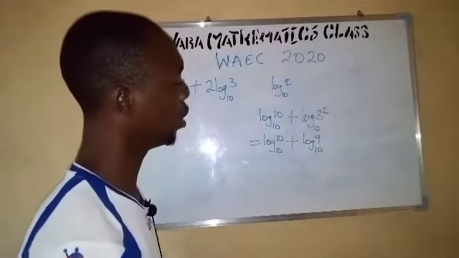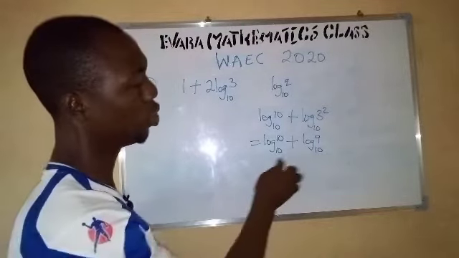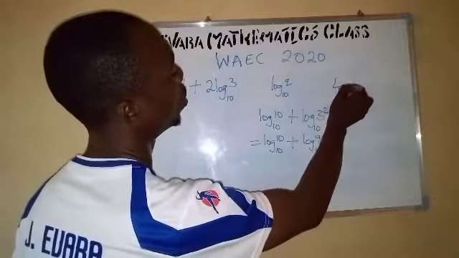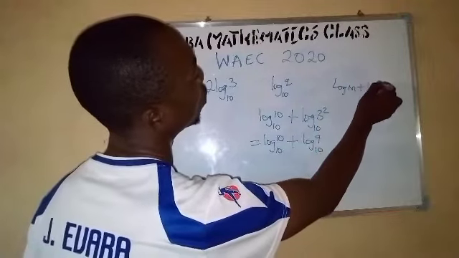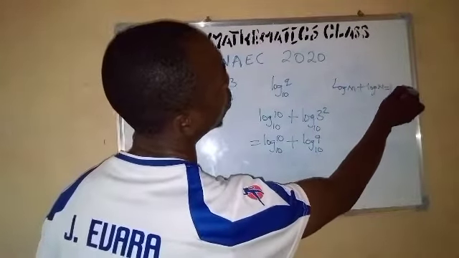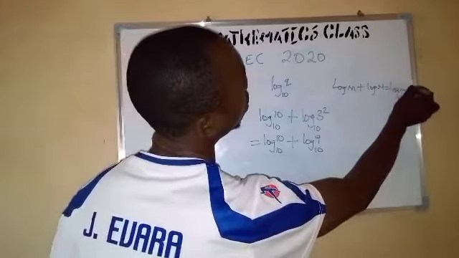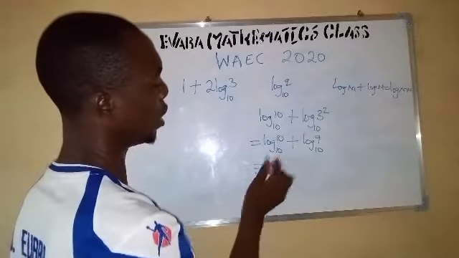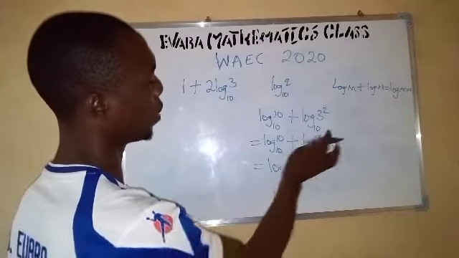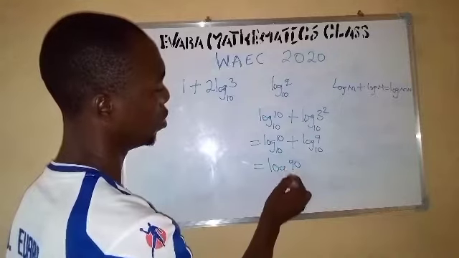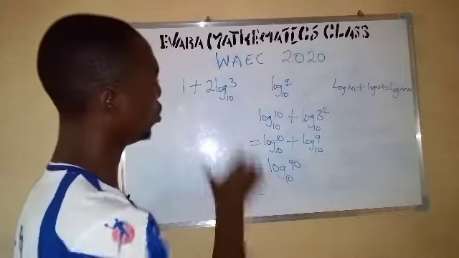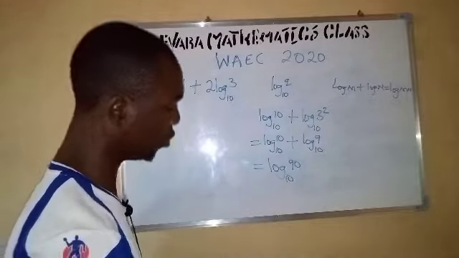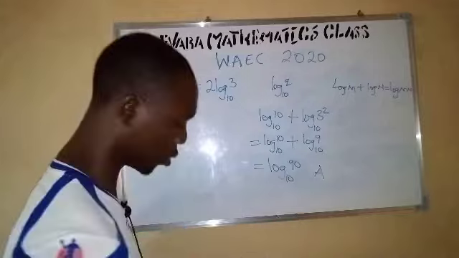And in our rules of logarithm, addition leads us to multiplication. That is, log m plus log n is equal to what? Log mn. So with that, we multiply 10 by 9. Log 10 times 9, that is log 90 base 10, which is equivalent to option A.